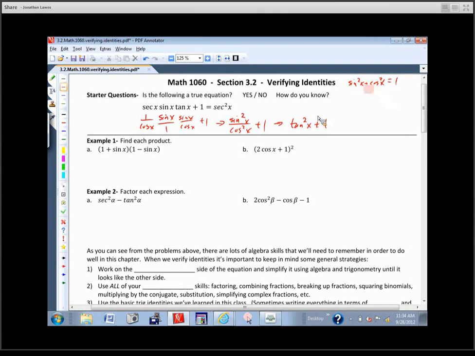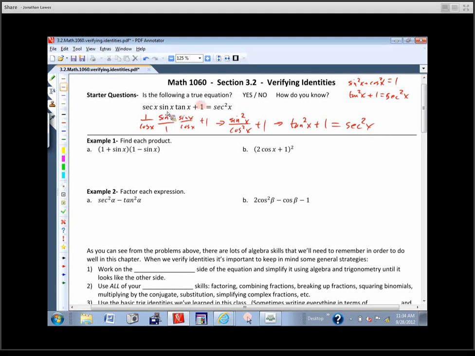Okay, I can make this a tangent by dividing everything by cosine squared, so that would give me tangent squared x plus 1 equals 1 over cosine squared, which would be secant squared. So wherever there's a tangent squared plus 1, what is that? That's a secant squared x.